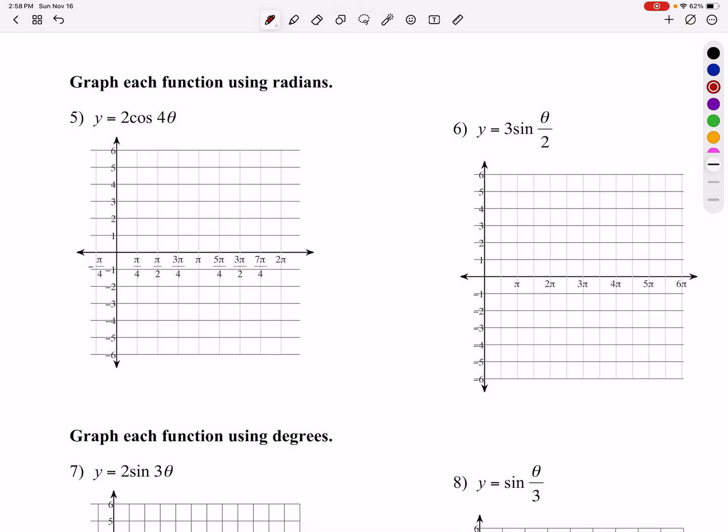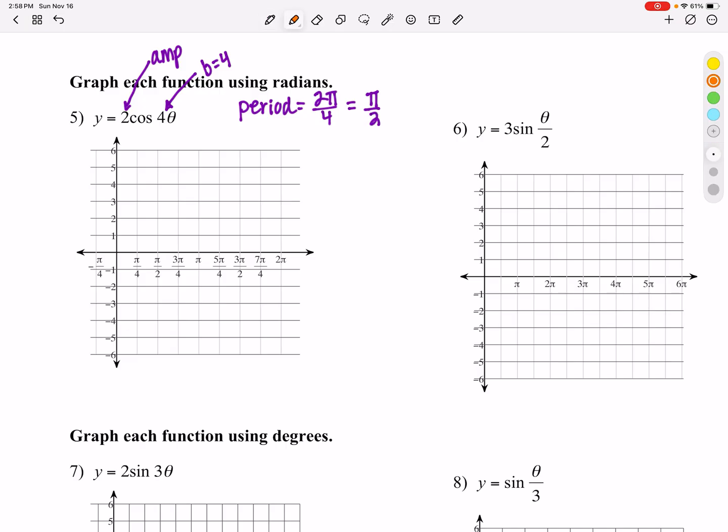This example will demonstrate when we have an amplitude that is different than 1, along with a b value that is different than 1. First thing is we need to find the period, which is 2 pi divided by that b value, which has a b value of 4.